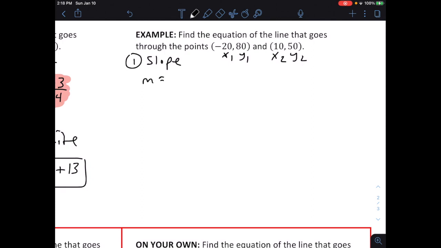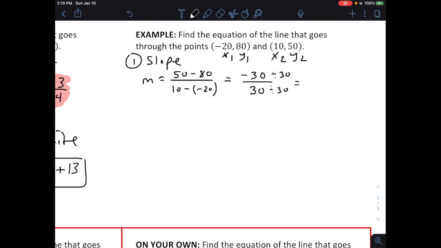So we have m equals y2 minus y1, 50 minus 80. And then x2 minus x1 on the bottom, so we have 10. Oh, here we go, subtracting a negative again. All right, so 50 minus 80 is negative 30. This is going to become positive 10. It's going to become 10 plus 20, because subtracting a negative changes to plus, right? So we have 30. So in this case, both of these are divisible by 30.